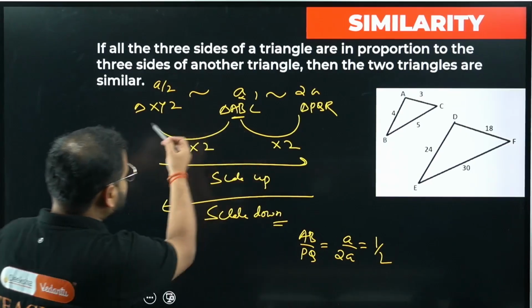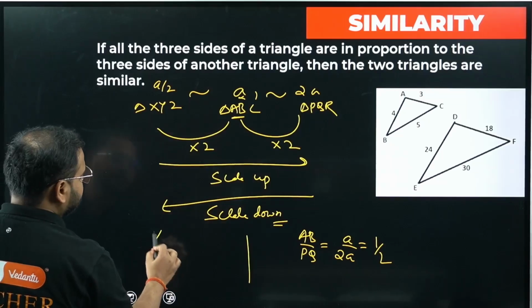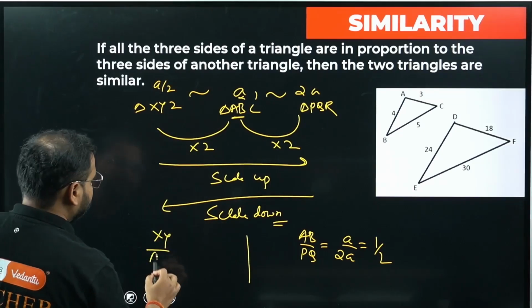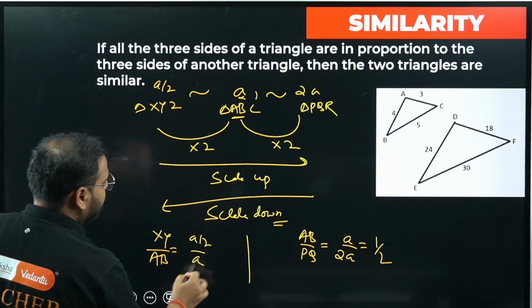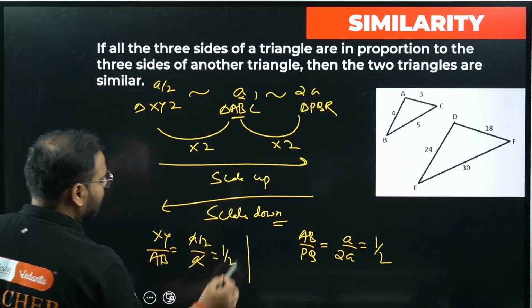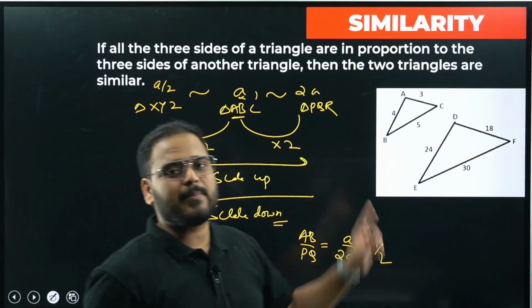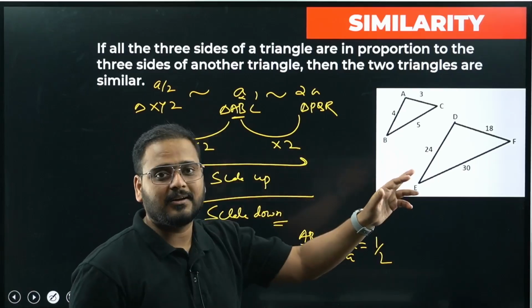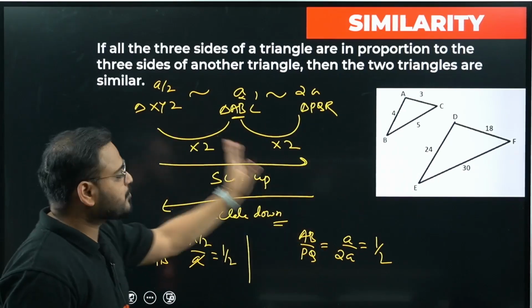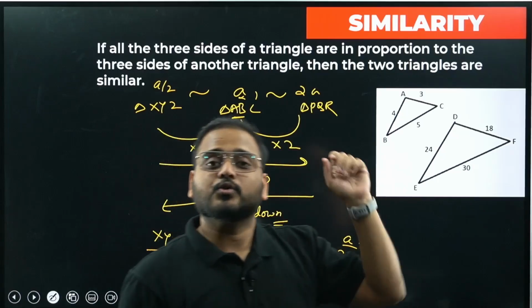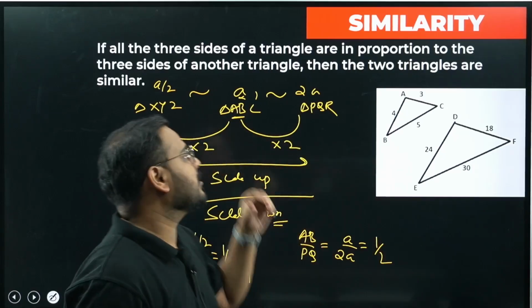Check this condition, XY to AB. What is XY? A by 2. What is AB? Simply A. A and A cancel. The answer is again 1 by 2. Whatever scaling you are doing, keeping the same constant, the triangles will always have the same proportionality. The sides will be in this proportion, the same ratio. So that's the definition of similarity.